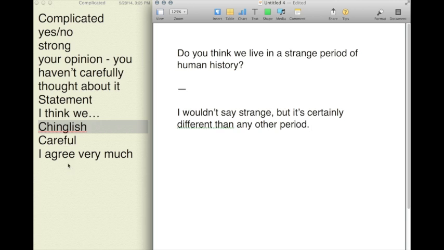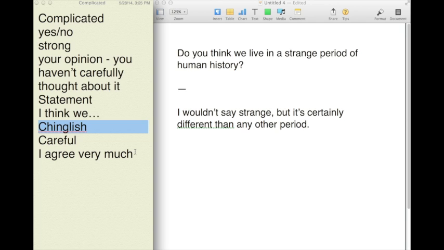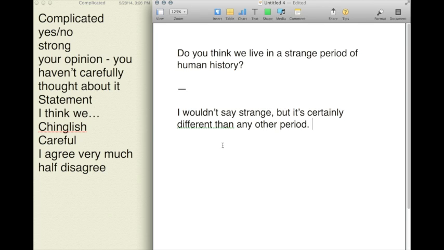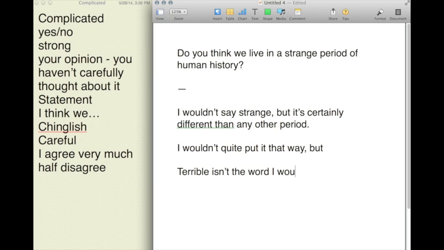So this is when you want to kind of half disagree. You don't totally disagree, but it's not exactly what you said here. It's not strange. Maybe another word can explain it. Or I wouldn't quite put it that way. But, and then say maybe the same thing. Or again, terrible isn't the word I would use. Emphasize I. Terrible, sorry, I've changed it again. Strange isn't the word I would use.